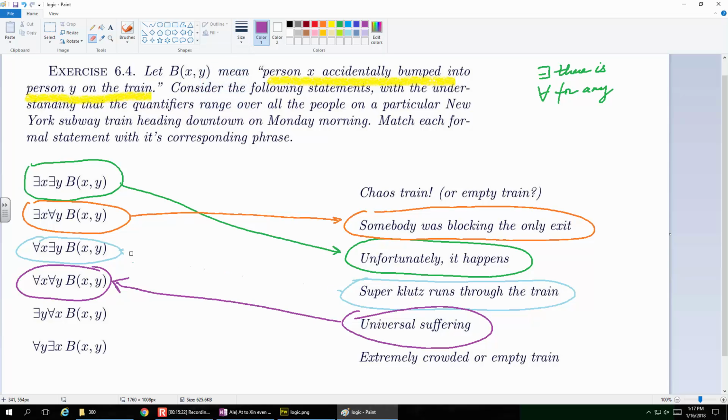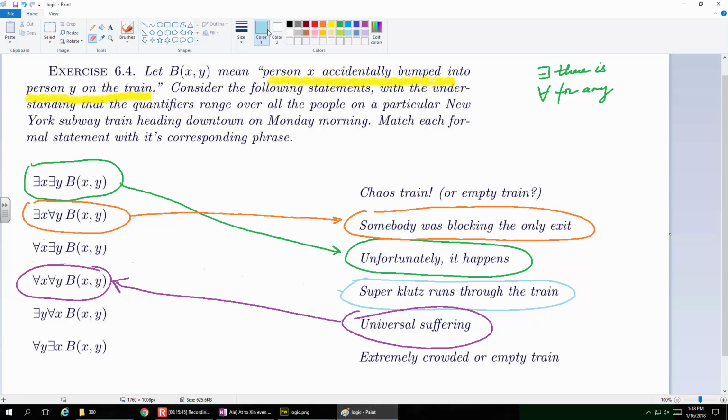Well, what's the difference between a chaos train and the super klutz running through the train? Because there's only one klutz. Okay, so what's the difference between chaos train and universal suffering? Because that's everyone hitting everyone. I feel like a chaos train would be everyone hitting everyone. Right. Well, let me first finish this correction.